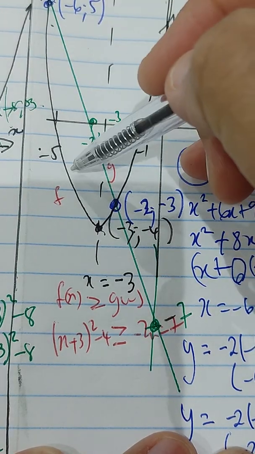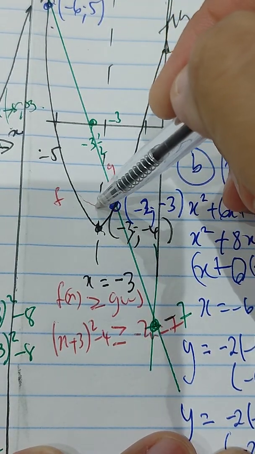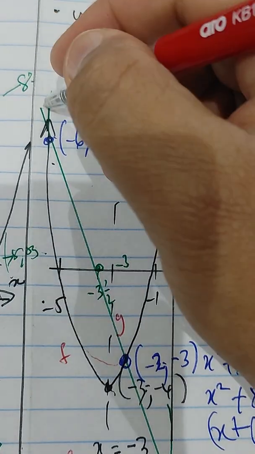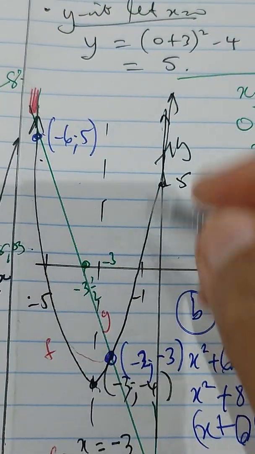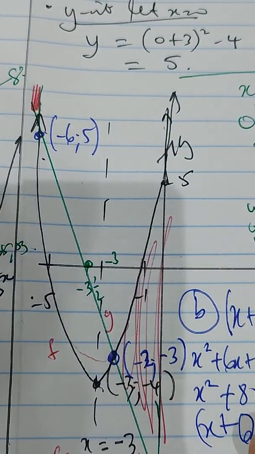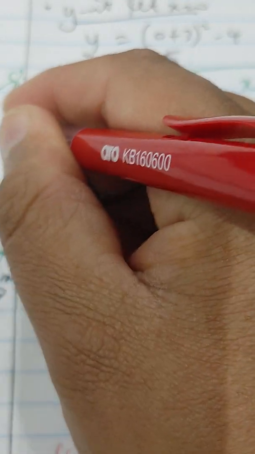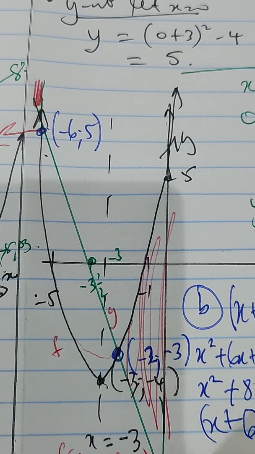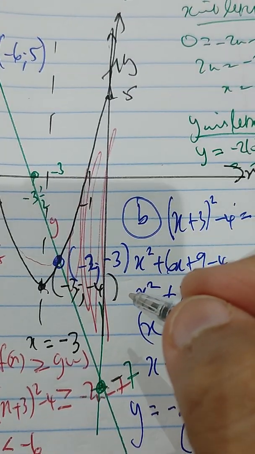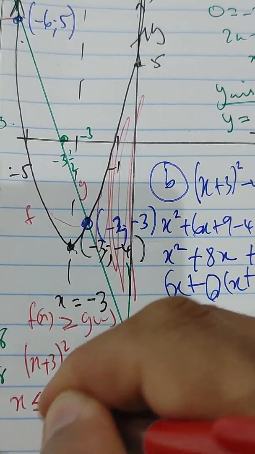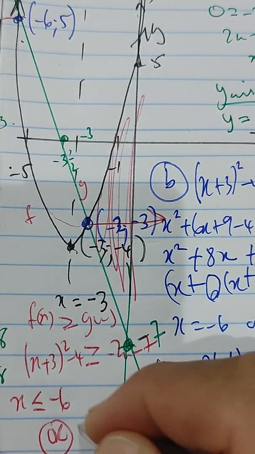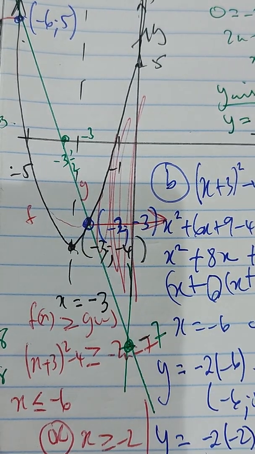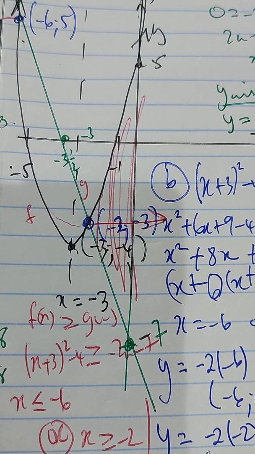So if we look at this here, f of x is above here. Can you see that? Even on this side, f of x is on top. So in other words, we have to say x is less than or equal to negative 6, or on this part here, x has to be greater than or equal to negative 2.